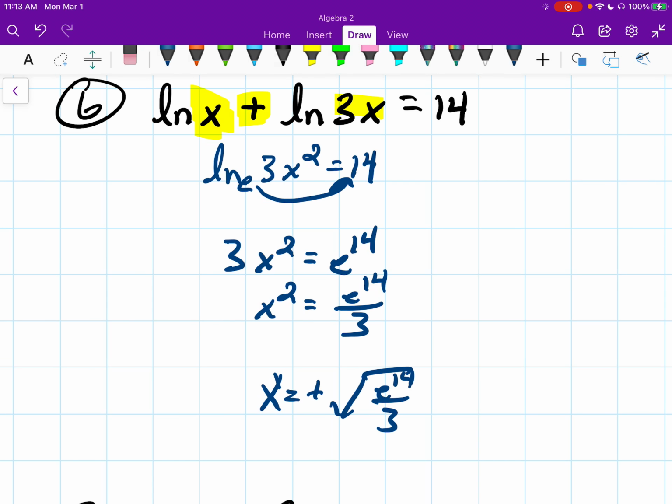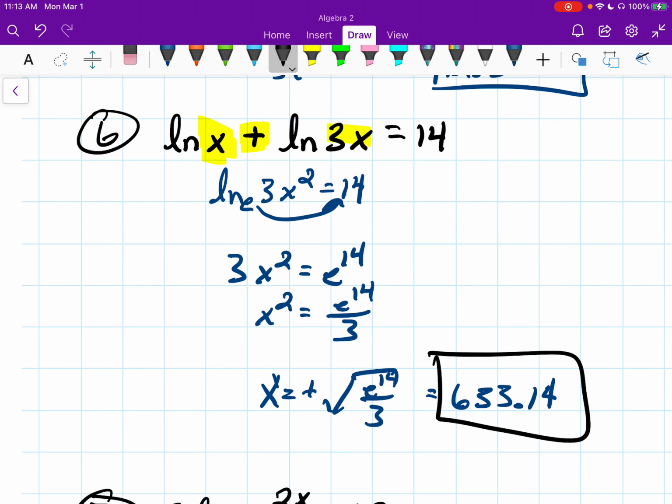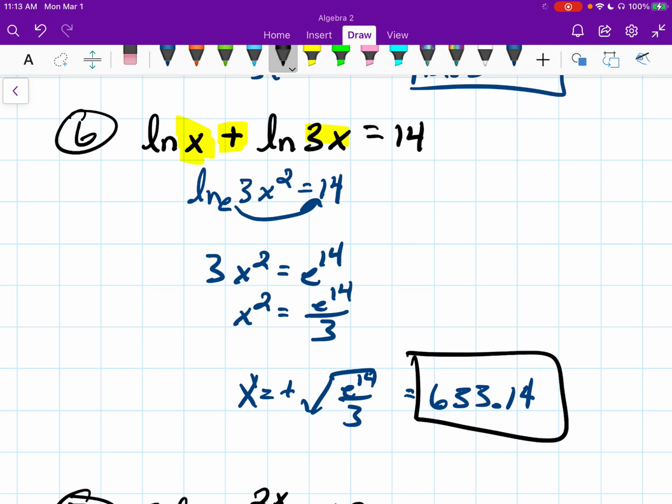That gives me 633.14. And I'm going to type that back in my calculator and make sure that that works. My original is natural log of x, so I have natural log of 633 plus natural log of 3 times 633. And did I close my parenthesis? I did not. All right, there we are. And that's equal to 14 whenever I typed it in, so we're good. This is our answer. I plugged that in just because that 633 may be uncomfortable. That's a much larger number than the rest of our answers, so I just wanted to double check that.